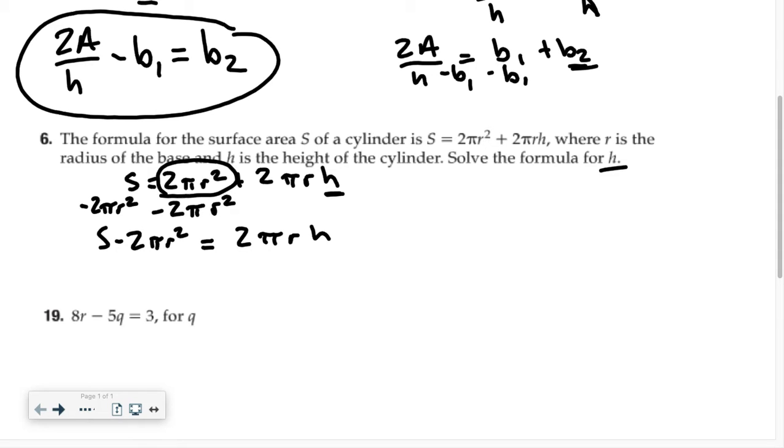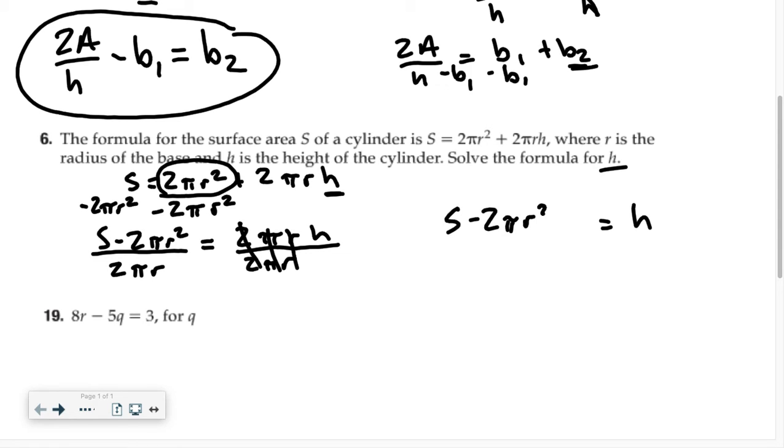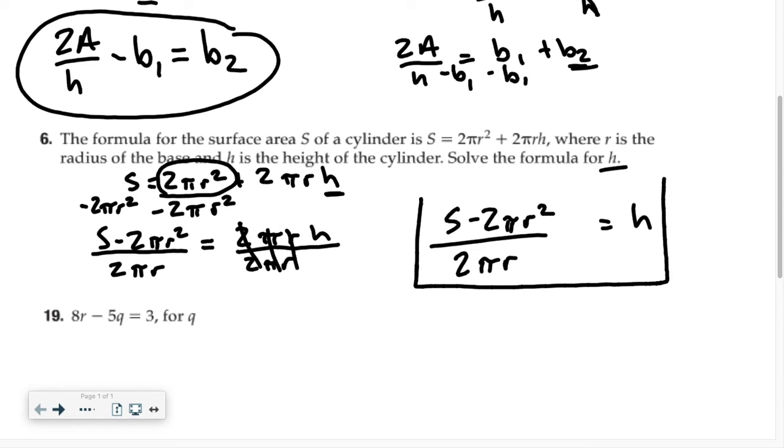As the 2 pi and r, that's all multiplying by h, so we can divide by 2 pi r. Okay, it's going to cancel each of those in front of the h, leaving us just h on the right side. On the left side, we'll have S minus 2 pi r squared, and then it's all getting divided by 2 pi r. Okay, the variable h, we've solved for it.